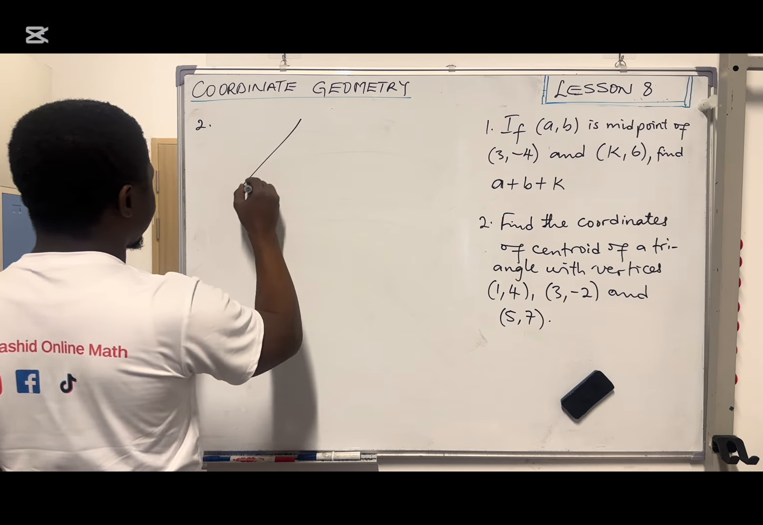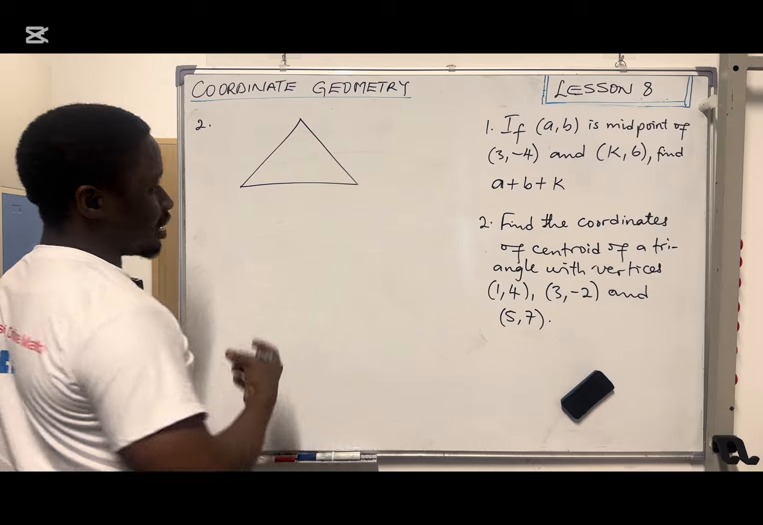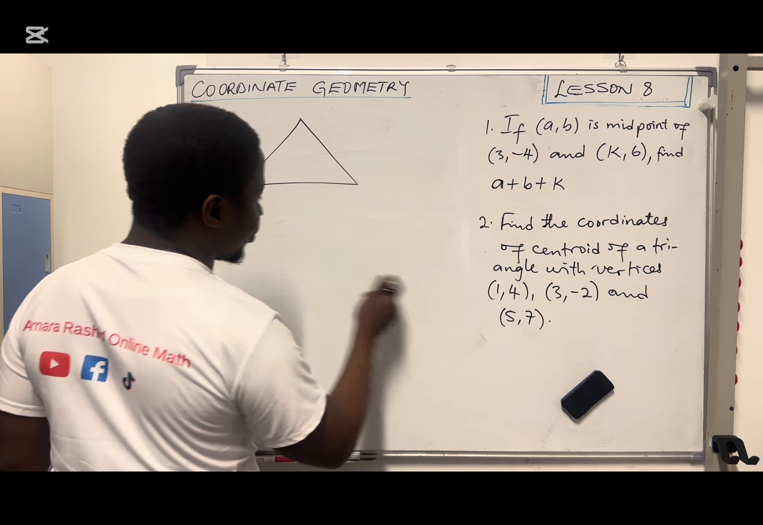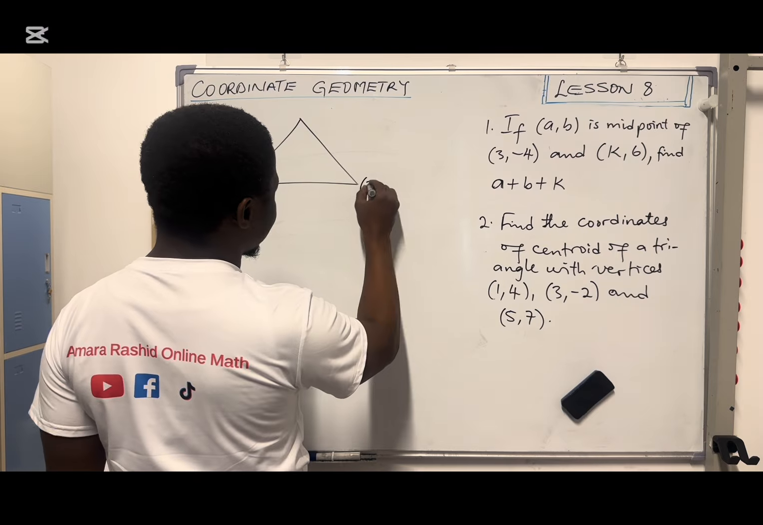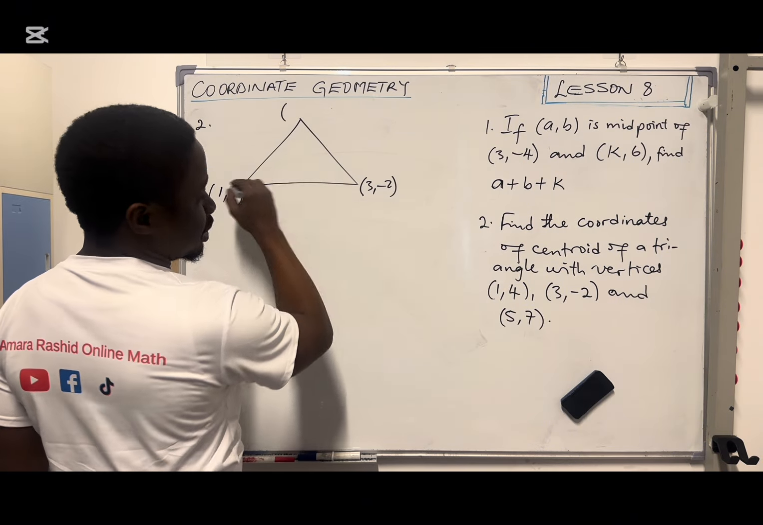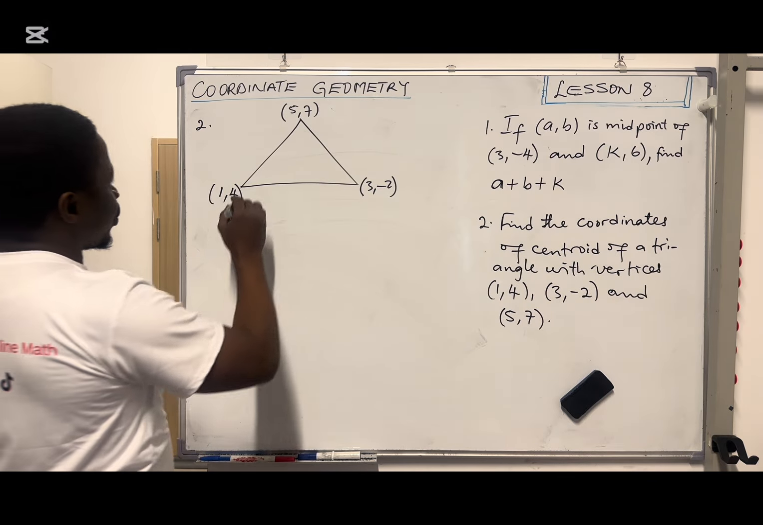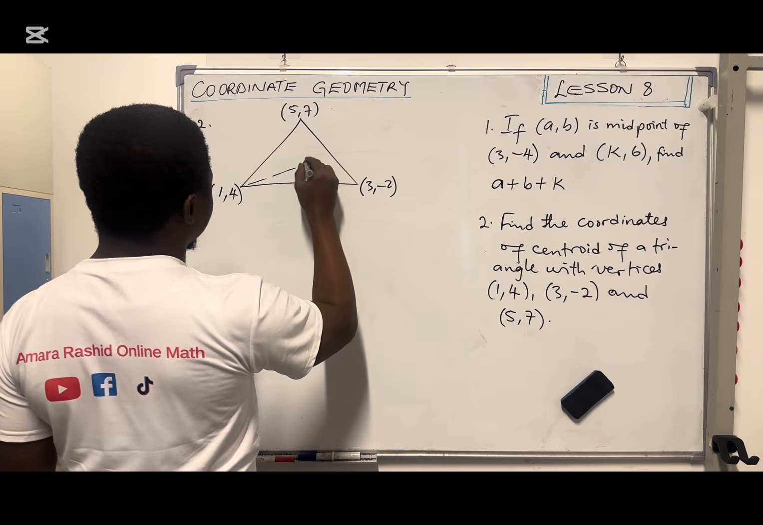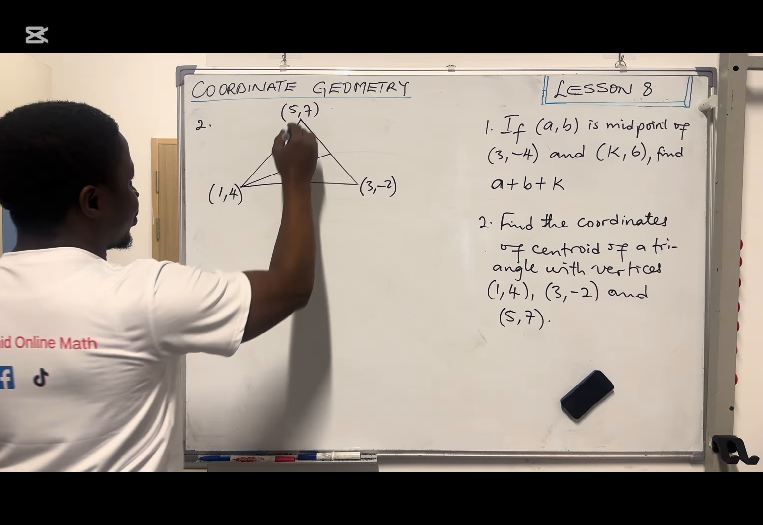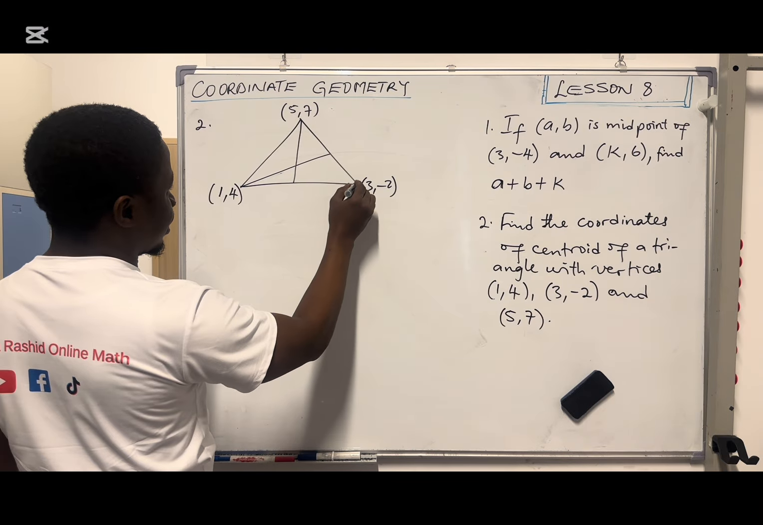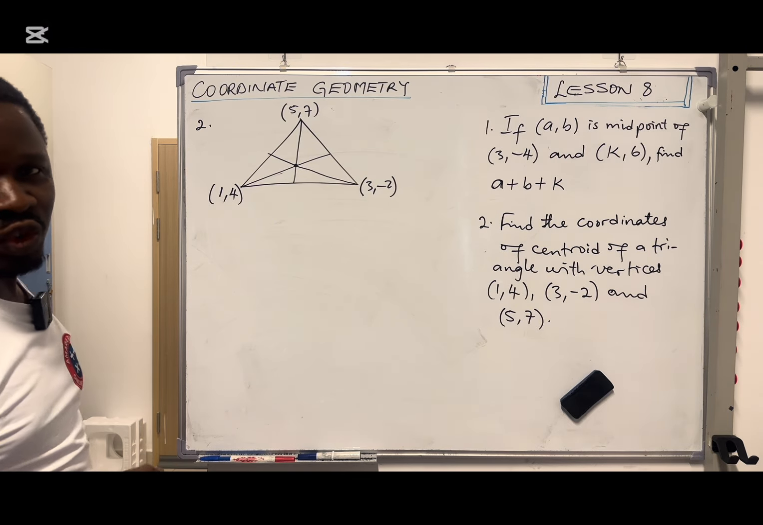We have a triangle. Yes. Here is a vertex, vertex, vertex. The plural is vertices. So this point is, let's say here is 1, 4. Let's say this point is 3 minus 2. And let's say this point is 5, 7. Yes. So if we have a line here, if we have this line here, we have this line here, this one here. So this point is what we call the centroid.